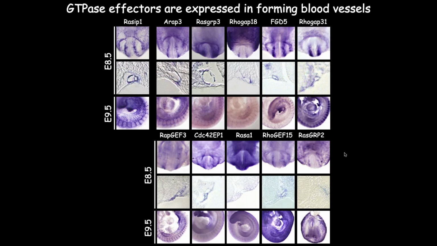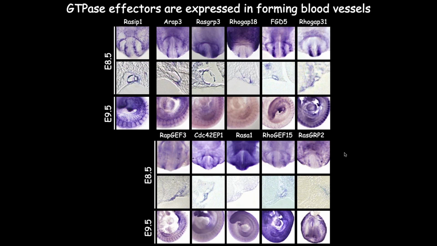So out of this list, I'm showing you a number of factors that came through, these GTPase effectors. It's a number of panels, but the top panel is all whole mount in situ hybridization of day 8.5 embryos. Then in the middle panels, there's a cross-section through one of the dorsal aortae, showing the endothelial cells expressing a lot of these factors. And the panels down below are a day later in development, at day 9.5, in whole mount.